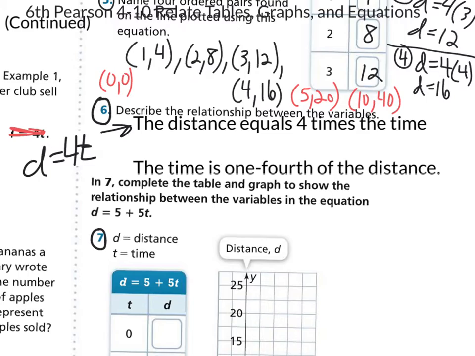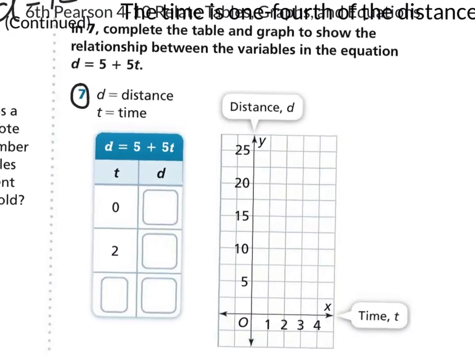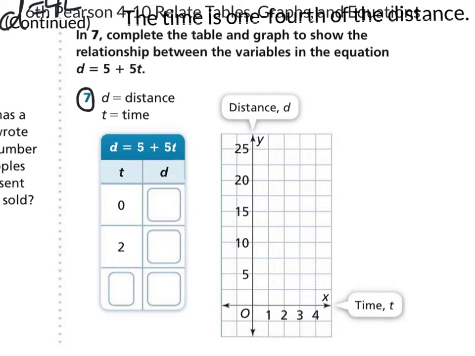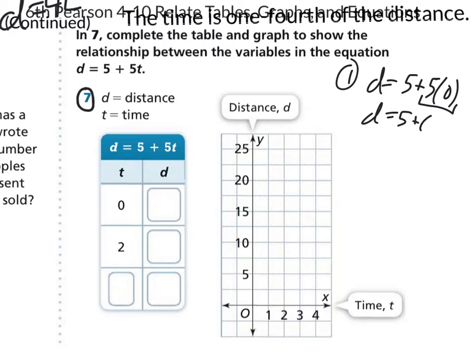We look at number 7. They want us to complete the table and the graph to show a relationship between the variables in the equation d equals 5 plus 5t. So for that equation, we're going to substitute in again. First, they're saying if t equals 0. So if we do that, multiply before you add. So 5 times 0 is 0. And then 5 plus 0 is 5. So if we put a 0 in for t, we get 5 for d.